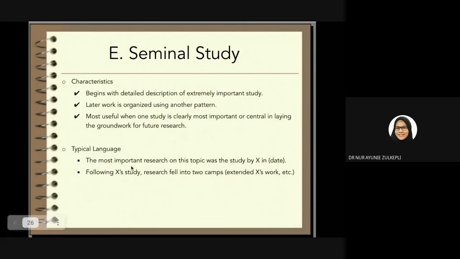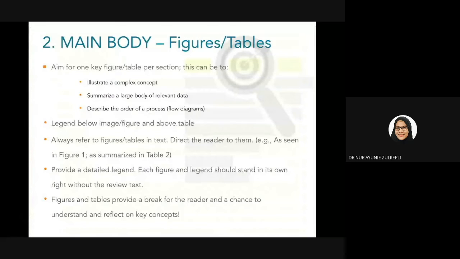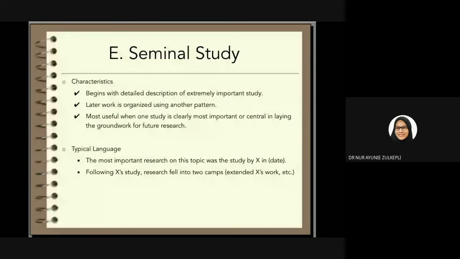The most important research on this topic was the study by X, and following X's study, research fell into 2 camps: one which extended X's work, or one with your recommendation for future work. So you can apply this seminal study. You have to know that this organization is not necessary to follow.